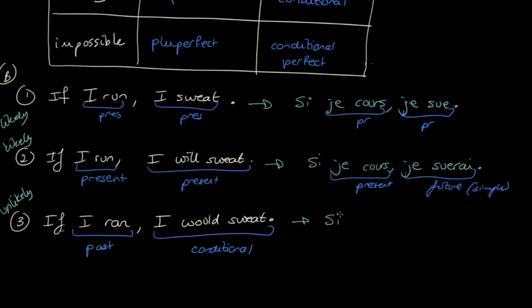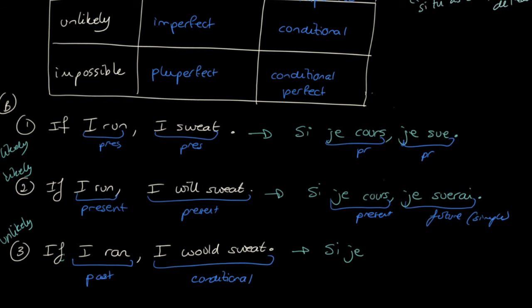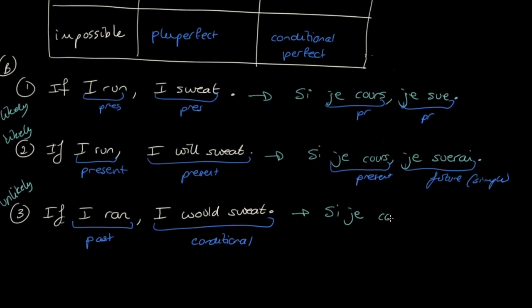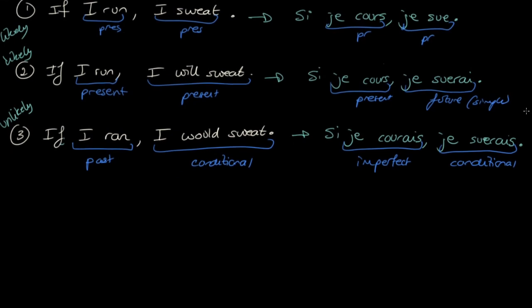So put that into French. If I ran, si je. Now remember, past. We said above here in our chart, it's the imperfect in French. Okay, your imperfect past tense. So si je courais, imperfect. I would sweat. So conditional. Je suerais. Je suerais. So si je courais, imperfect. Je suerais, conditional. I would sweat.